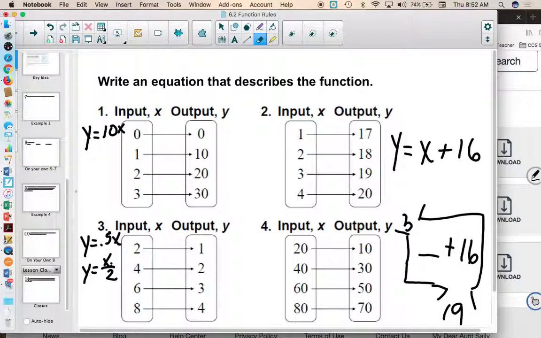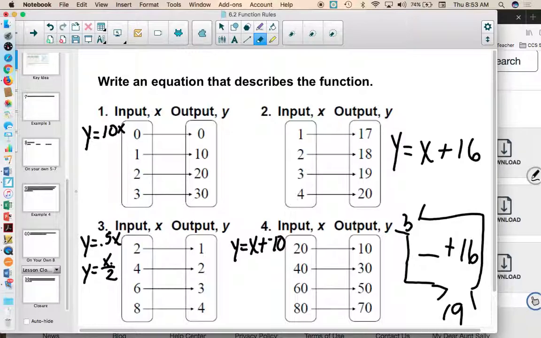What about the last one over there? 20 to 10, 40 to 30, 60 to 50, 80 to 70. What is going on? What do you see, Shelby? Y equals x plus 10. Okay. Y equals x plus negative 10. 20 plus negative 10 is 10. 40 plus negative 10 is 30. 60 plus negative 10 is 50.